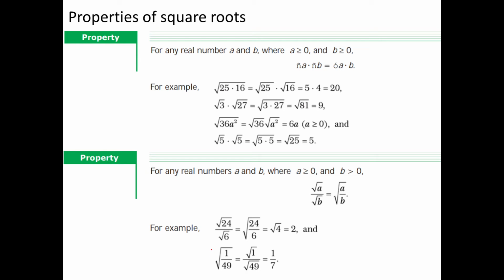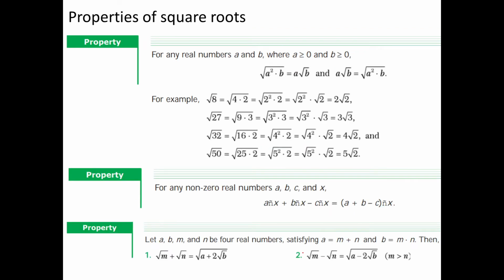Properties of square roots. Square roots have several properties. For example, for any real numbers a and b where they are greater than or equal to 0, they can be written like this. Here are some examples. And then the second property says that for any real numbers a and b where a is greater than or equal to 0 and b is greater than 0, we can write it like this. There are some examples.